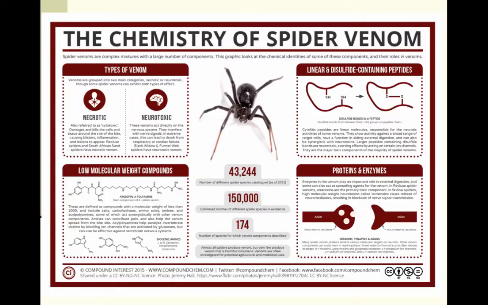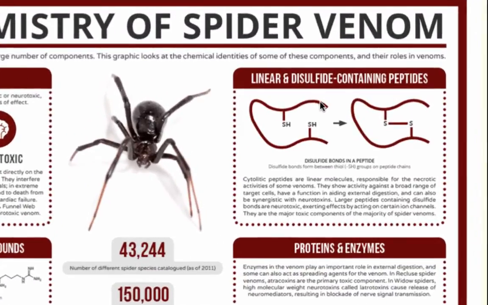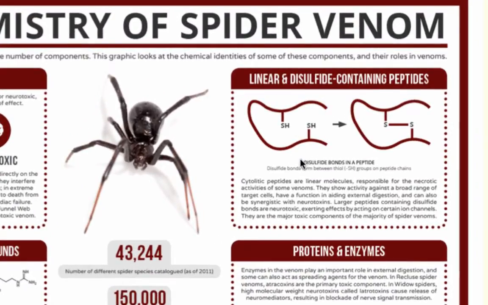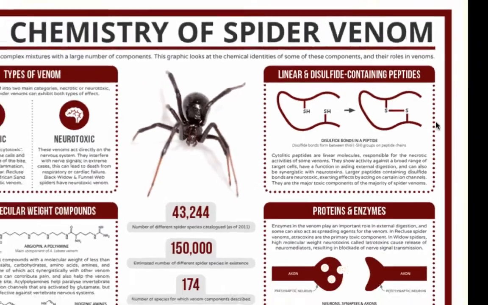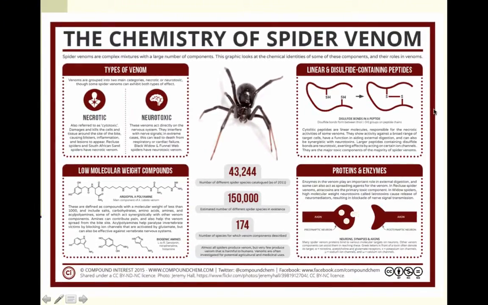Compound Interest poster. This one had disulfide bonds in the chemistry of spider venom. If we look up in the upper right-hand corner here, we can see the disulfide bonds in the peptide being formed. And I thought this might be something interesting for you to take a look at. It also has information on proteins and enzymes.